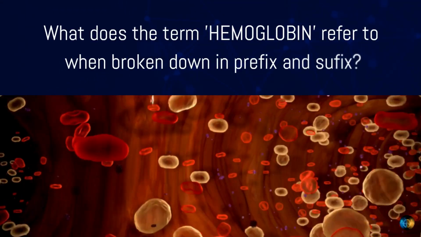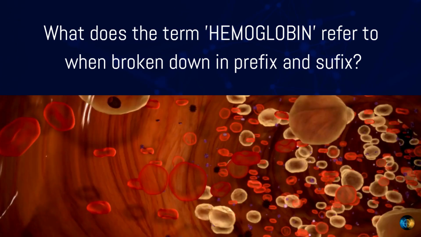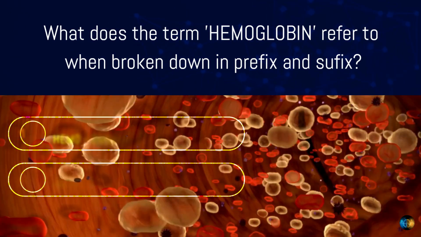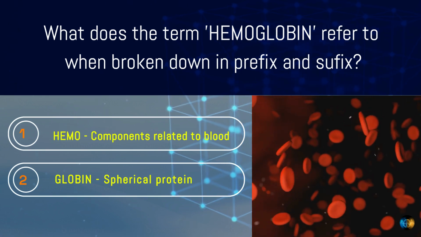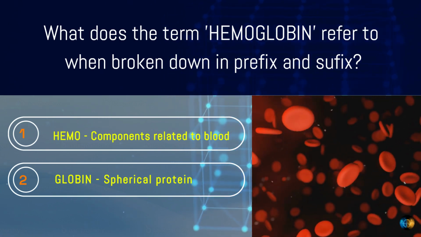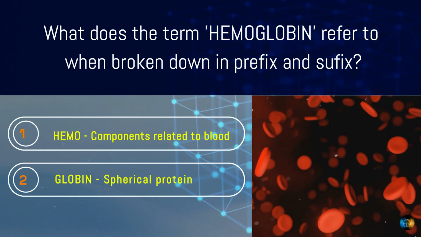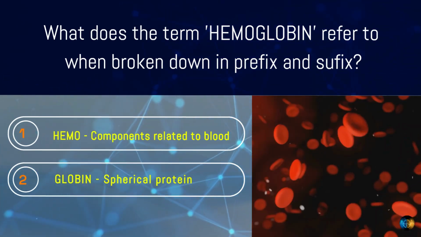What does the term hemoglobin refer to when broken down in prefix and suffix? The prefix hemo refers to components related to blood, and the suffix globin refers to a spherical protein. In the case of hemoglobin, it's specifically the protein that binds with oxygen.